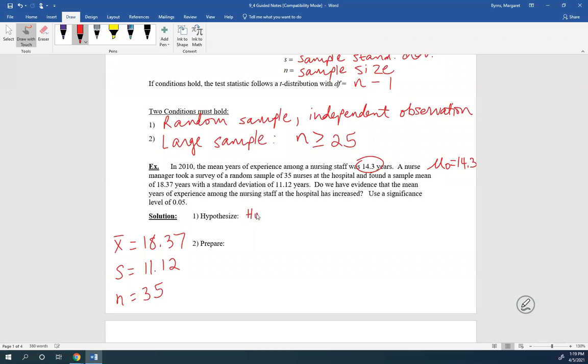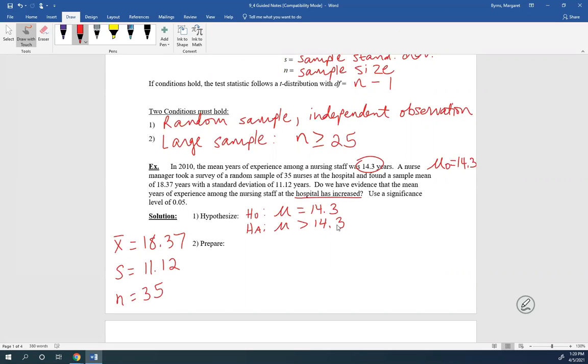So our null hypothesis, and make sure you use good notation for this, H naught, and then instead of P, because we're not doing a proportion this time, we're doing means, I'm going to say mu is still equal to 14.3. Nothing has changed. The mean number of years of experience for all nurses at this hospital is still 14.3. The alternative, just like always, is based on the way the question is phrased. In this case, it says has increased. So we're going to say mu is greater than 14.3.